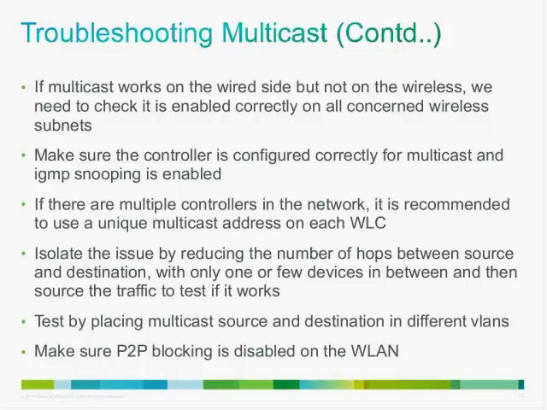Another important thing that could block multicast traffic is peer-to-peer blocking, which is enabled on the WLAN under the advanced mode. If you have this enabled, then all the multicast traffic is going to be dropped. So make sure this option is disabled.